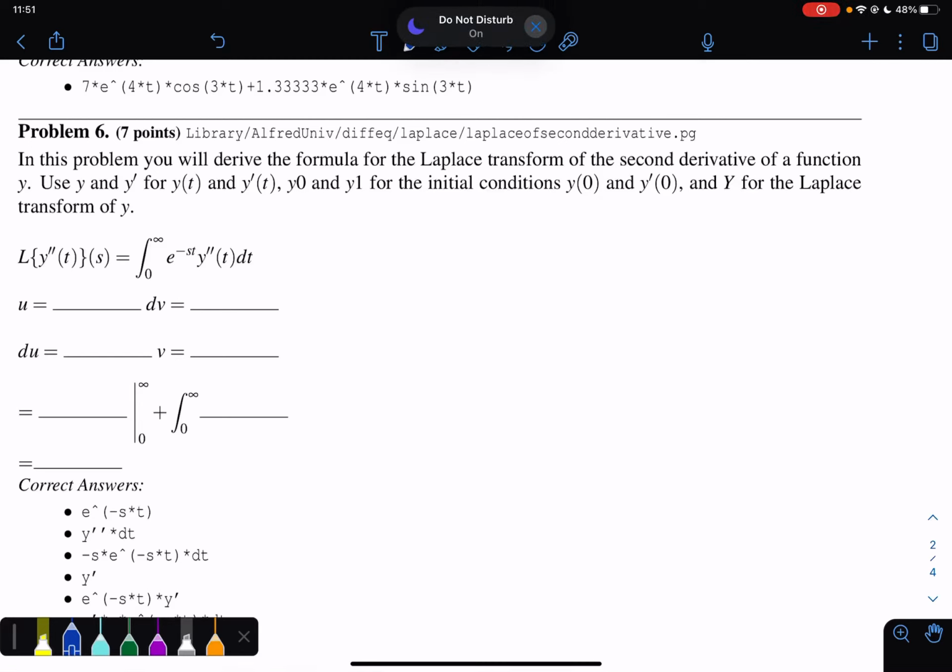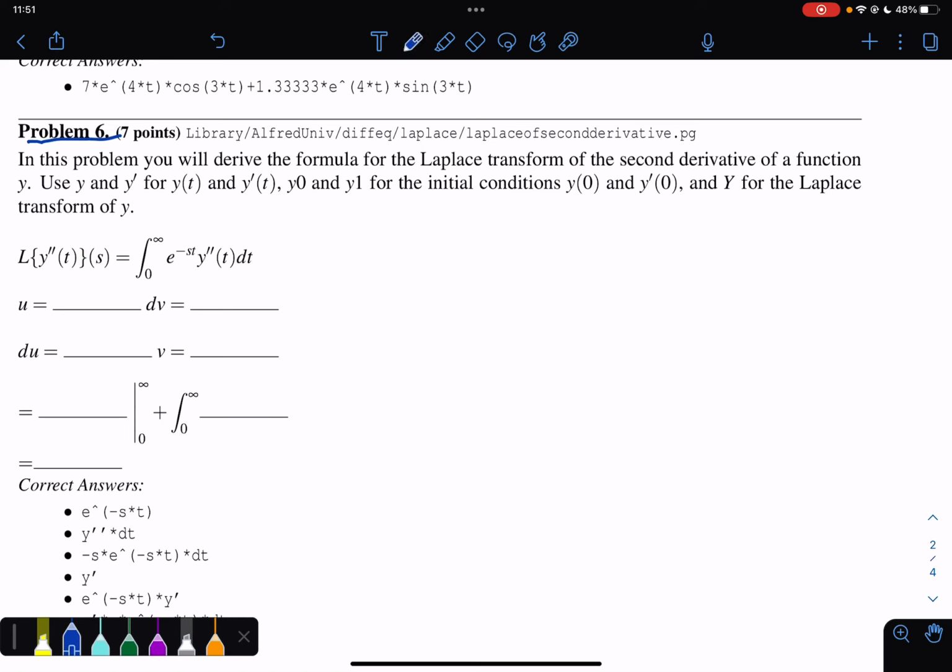So we're going to talk about problem number 6, where we want to reformulate the Laplace transform of the second derivative to be an expression depending on the function, the initial condition of the function, the first derivative of the function at 0, and the Laplace transform of y. So we want to get rid of the derivative, basically speaking. Well, how do we do it?